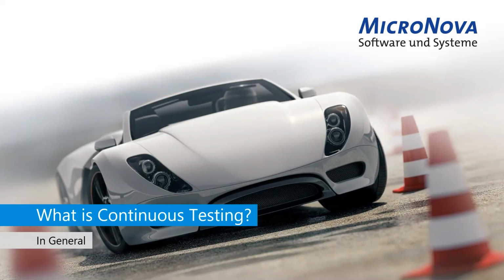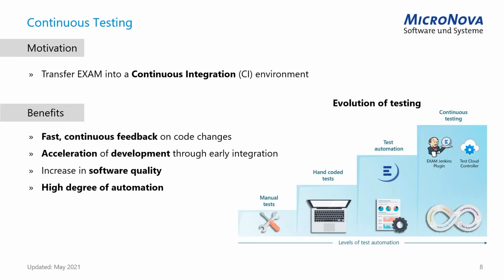So what is continuous testing? Before I start, a little bit of a definition. Continuous testing itself is a subordinated form or a process step underneath the continuous integration methodology. That's a methodology of having a continuous software delivery pipeline. And the motivation for us to come up with some projects that enhance XM is to transfer XM into some kind of continuous integration environment.